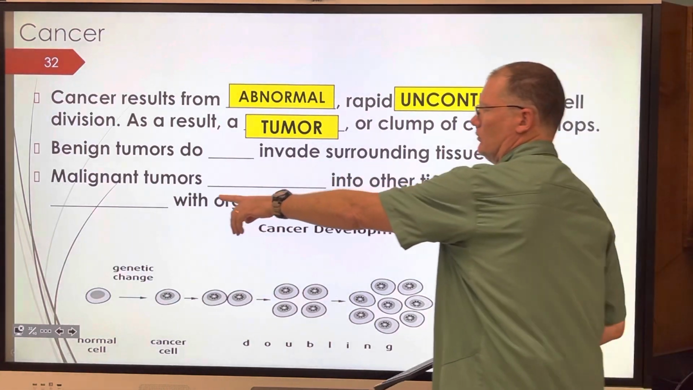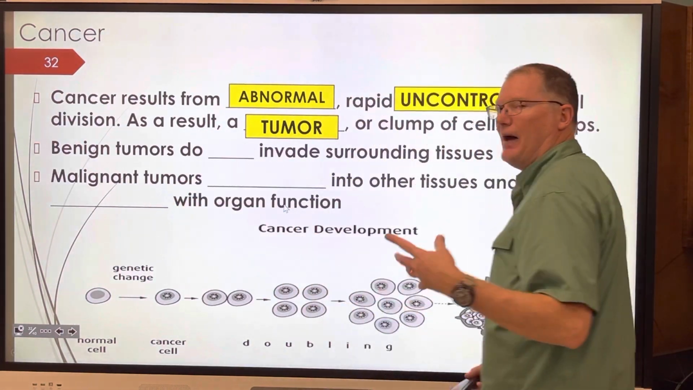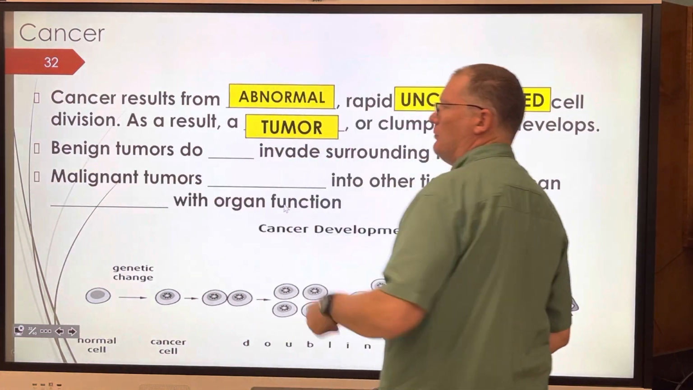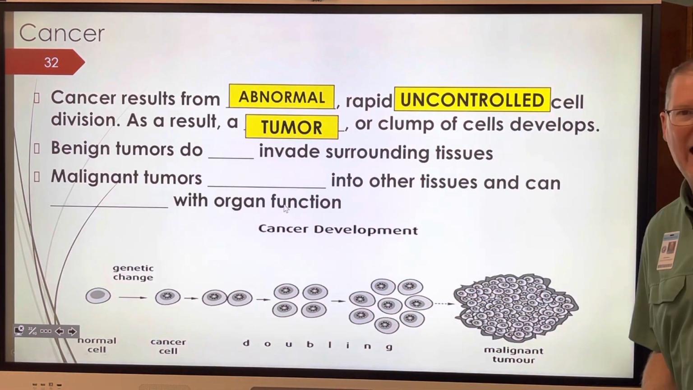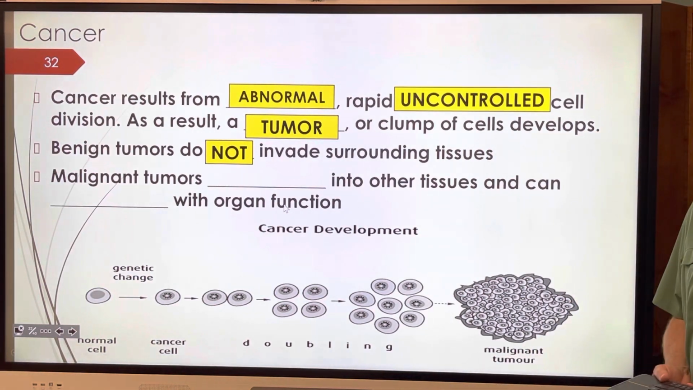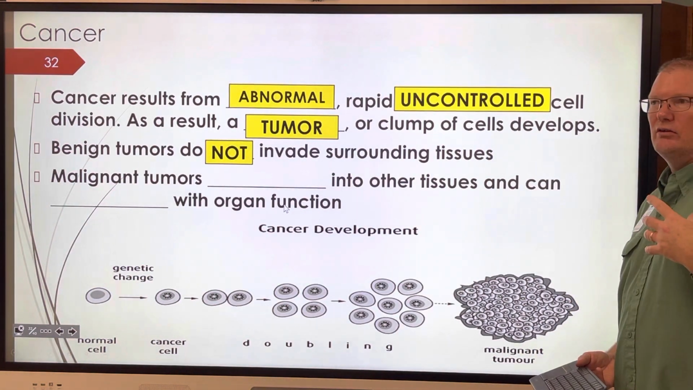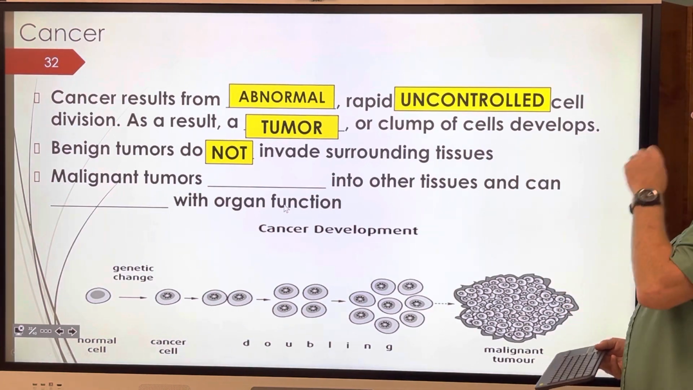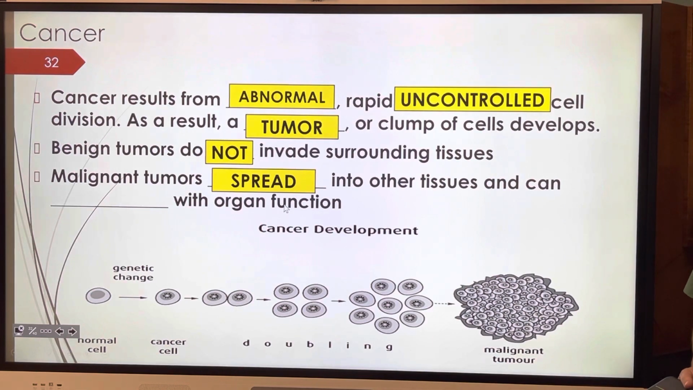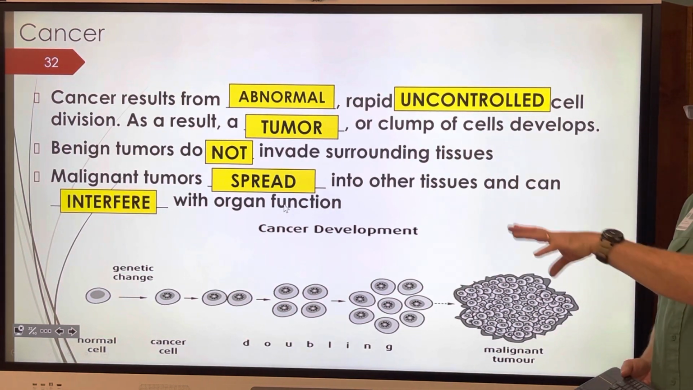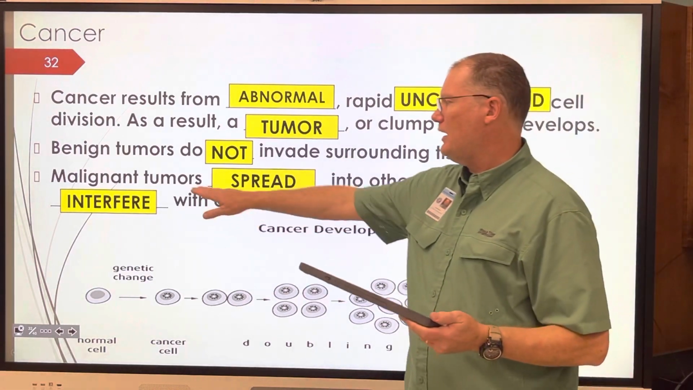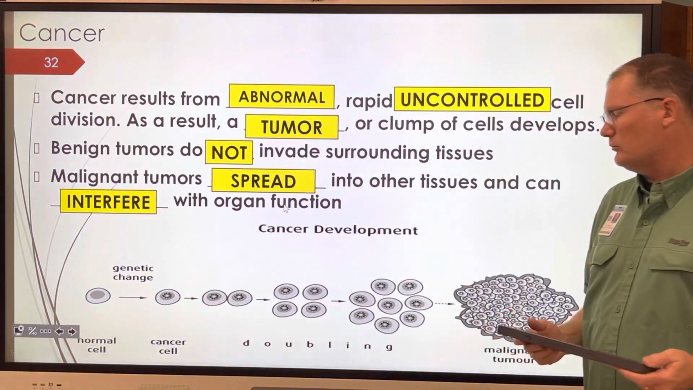Malignant, spell it correctly, means bad, right? Mal in Espanol means bad, right? And benign means not bad, kind. Benign really means kind. So sometimes they can still be bothersome, but they're not cancerous, all right? They don't invade surrounding tissues. Malignant tumors will spread to other parts of the body and other tissues, and they'll interfere with organ function. That's why this is considered cancer, malignant, and this is not, okay?